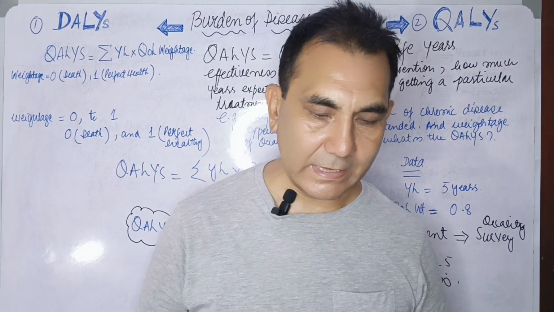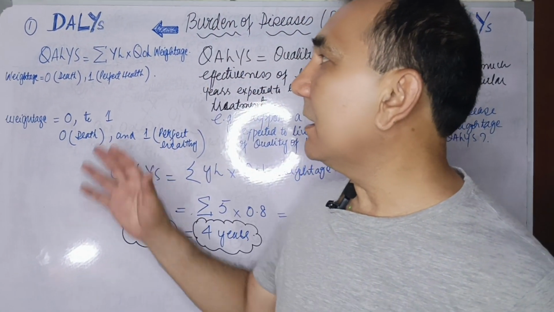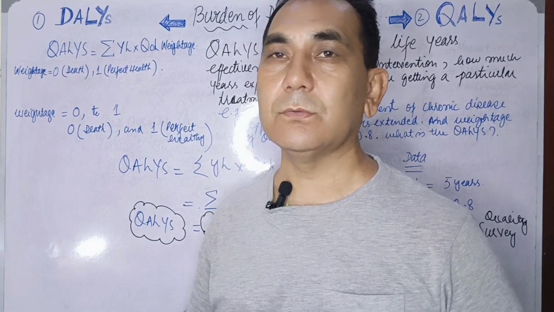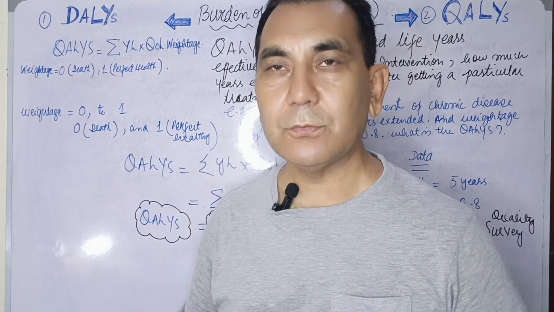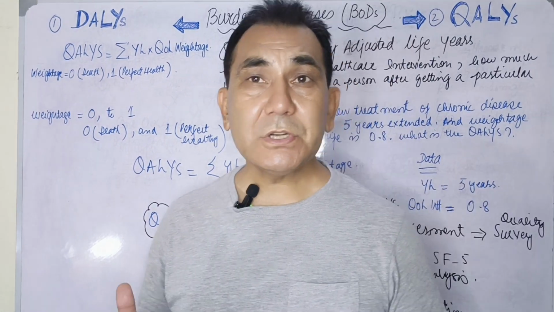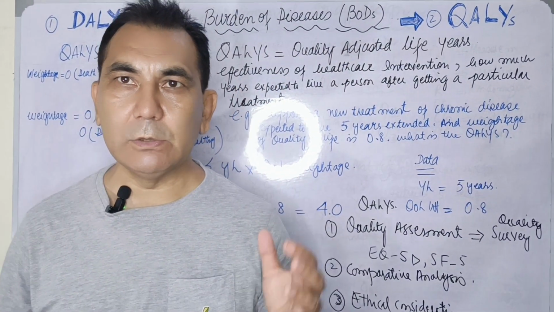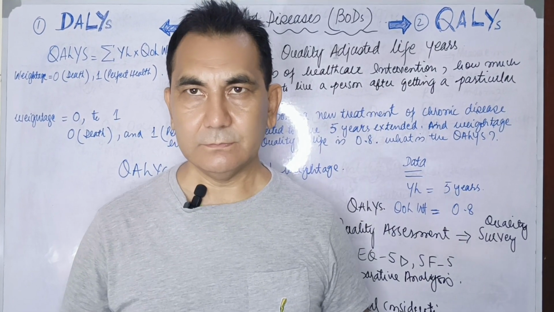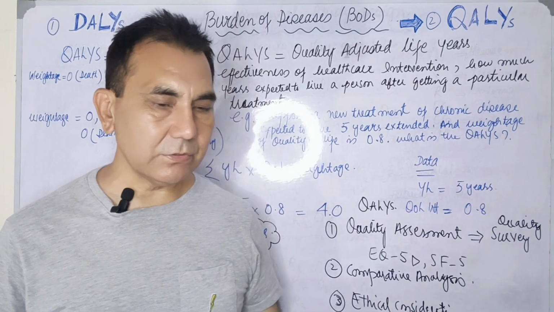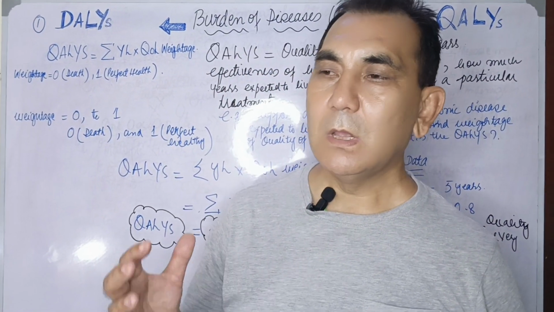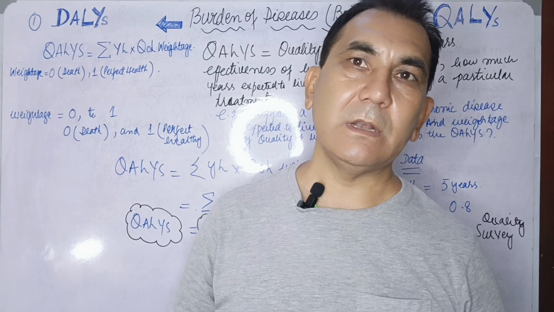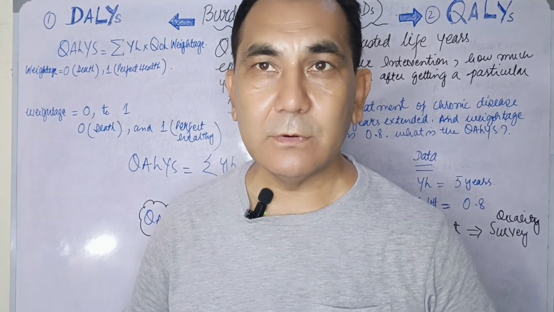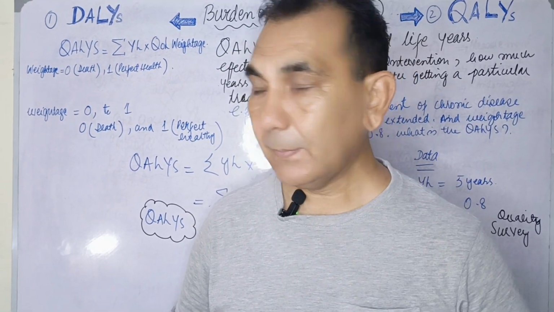So I hope in today's lecture we learned what the QALYs are. QALYs and other methods are the metrics which are used to assess or measure the burden of the disease. But it is mostly used in health economics to evaluate the health outcome of any intervention. It also measures the quantity and the quality of life of the health interventions which one is expected to live after getting any intervention.